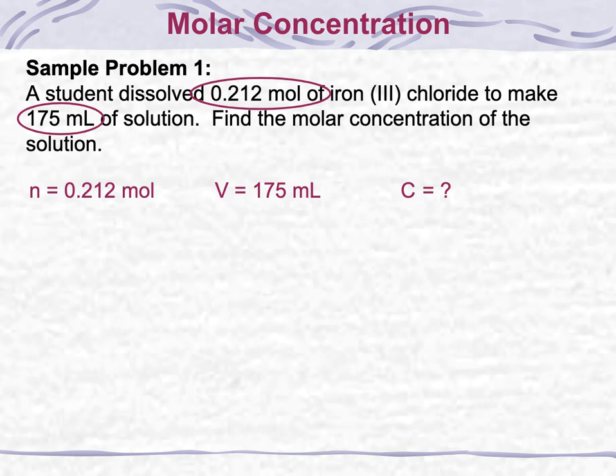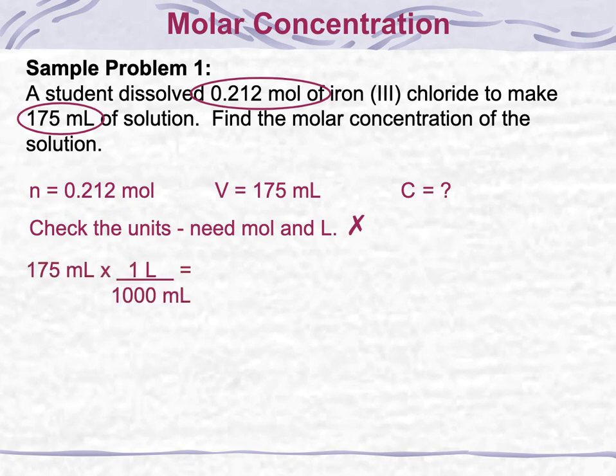So before we put the numbers into the equation, we need to check the units. Right? So we always want our units to be moles and liters. Well, right now, those are not the units we have. We have the moles, but we've got milliliters instead of liters. So we need to convert that volume in milliliters into liters. And we know there's 1,000 milliliters in 1 liter, so we can use this conversion factor and divide by 1,000 to get 0.175 liters.